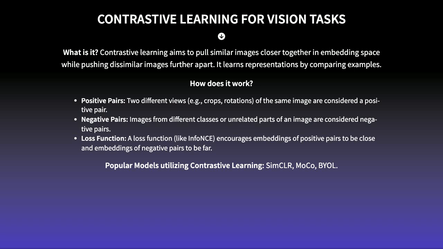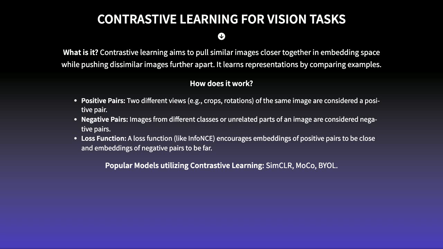Contrastive learning then tries to make the computer recognize these images as related, creating close proximity in its image understanding space. It does this by also looking at images that are different, like a picture of a dog, and pushing them further apart. Models like SimCLR, MoCo, and BYOL have really made a splash using this technique to learn powerful image representations.